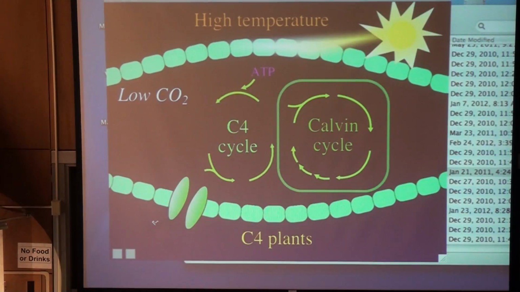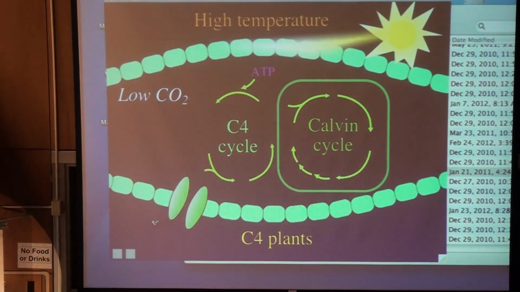So, certainly in hot weather, it's better to be a C4 plant because you can fix your carbon dioxide much more efficiently under the low CO2 conditions inside a closed off leaf. But it seems like every advantage has a disadvantage that goes with it. And the C4 plants pay a price for that. And here's what the price is.